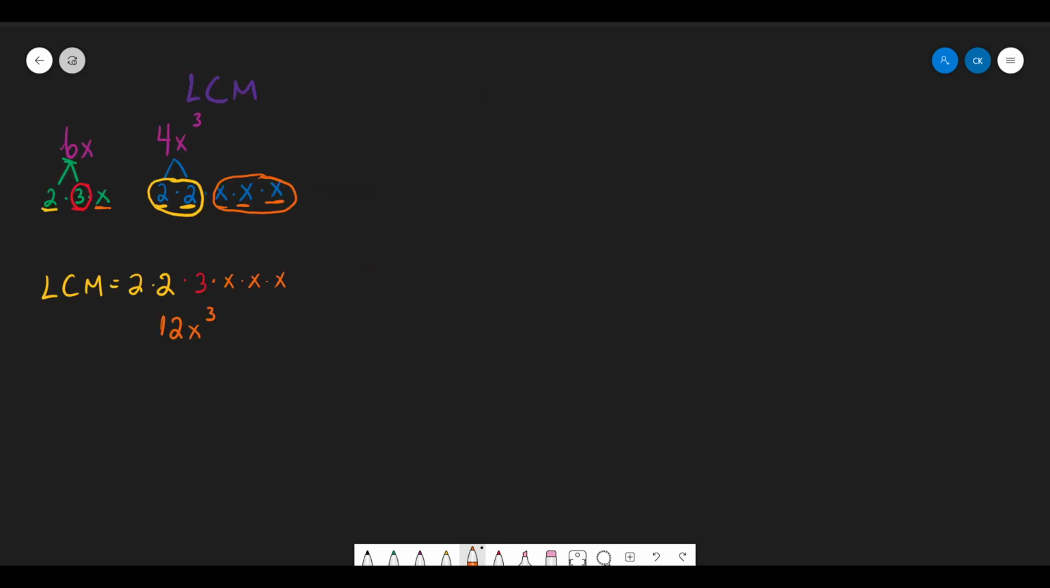Now, let's say we didn't want to find the LCM of a monomial. Let's say it was the LCM of a polynomial, something along the lines of, we want to find the LCM of n squared plus 5n plus 4 and n plus 1 squared. So let's say we want to find the LCM between these two polynomials.